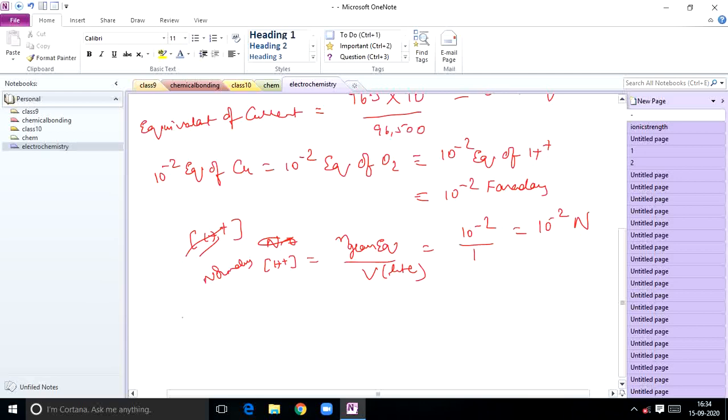So finally pH is equal to minus log of H plus ion concentration, that is equal to minus log of 10 power minus 2. So you can take it as 2.